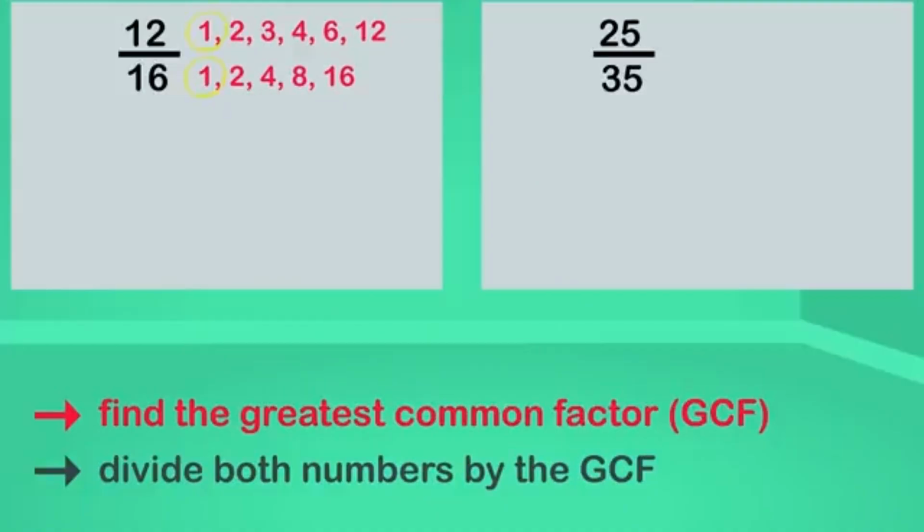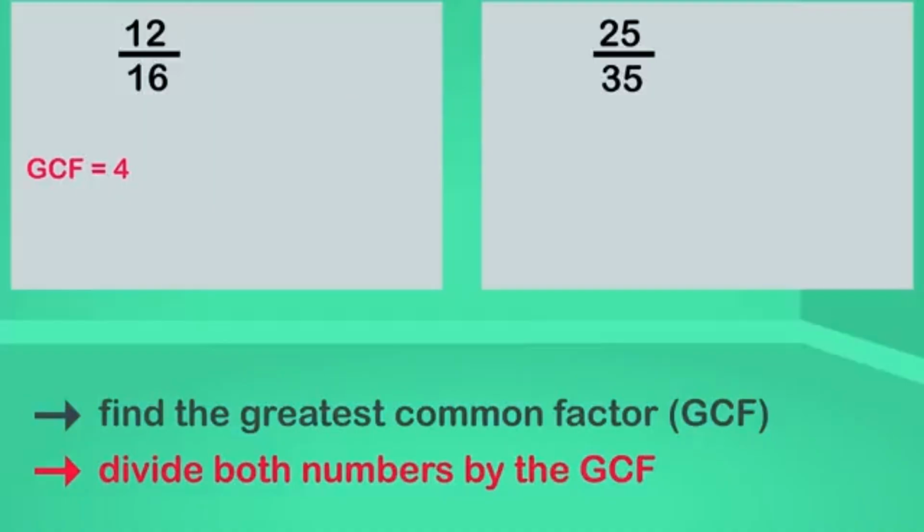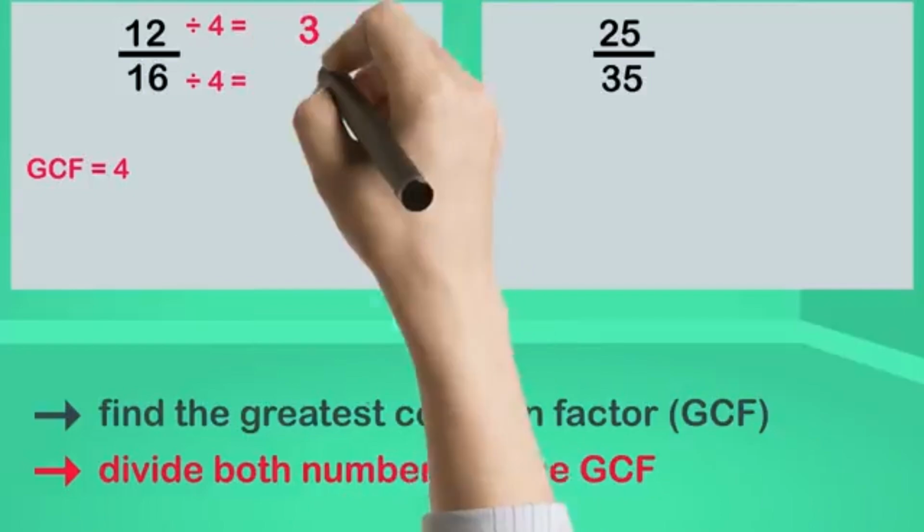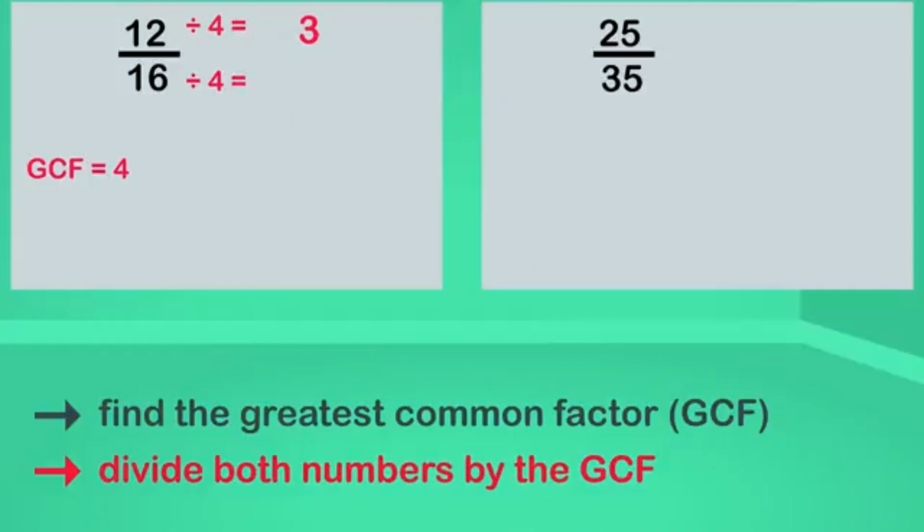12 and 16 have these factors in common. The largest of the common factors is 4. Step 2. Divide the numerator and the denominator by the greatest common factor. 12 divided by 4 and 16 divided by 4. 12 divided by 4 is 3. 16 divided by 4 is 4. 12/16 reduced to its simplest form is 3/4.